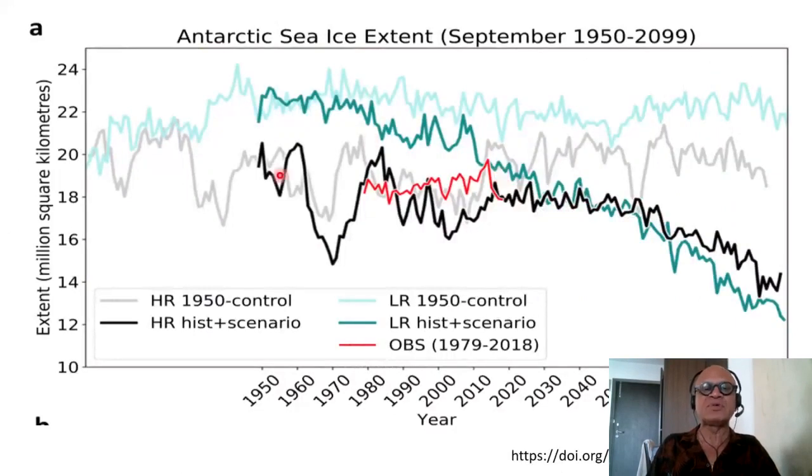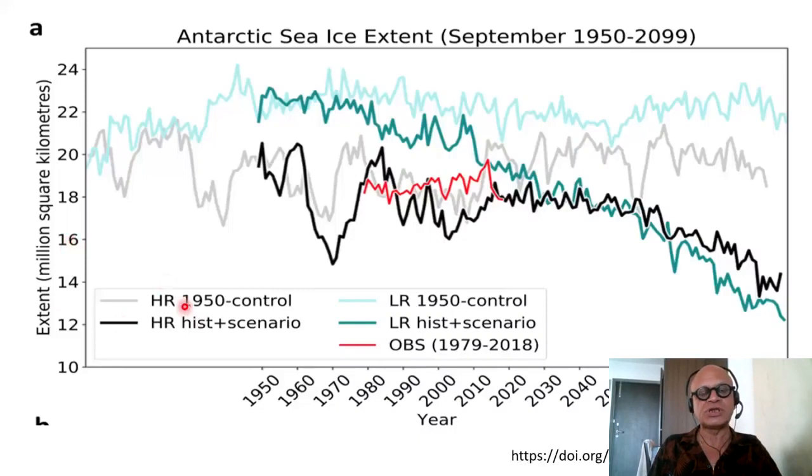This is another example of an ocean model along with different resolutions, so high resolution and low resolution simulations looking at Antarctic sea ice extent for September from 1950 to 2099, extending into the future to see how the projections also depend on the resolutions. So this is extent in million square kilometers.